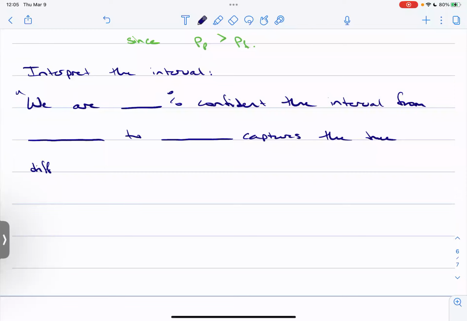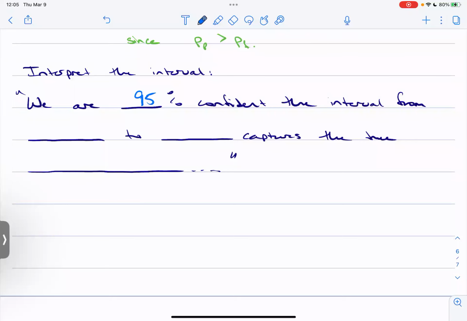The true, and maybe I won't, maybe I'll just, true is meant to kind of hint at the population. You could replace it with captures the population, and so on. But what do we have? We built a 95% confidence interval.